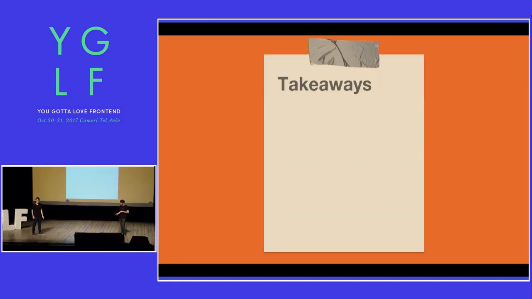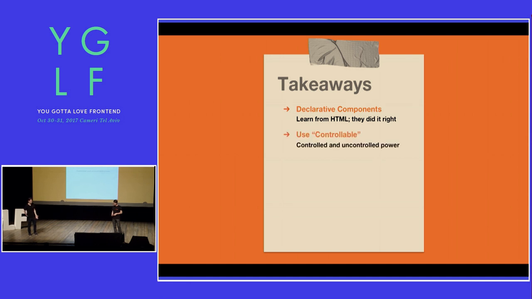Okay, let's recap what we've gone through. Let's recap everything we've seen. So first, let's make our components declarative. Learn from HTML. They did it right. It has existed for a long time for a good reason. We should try to understand what's good in it and take it when we are building our components. It's like the declarativity when you put an unordered list, UL, and then you put list items inside. The person that is going to use it is going to understand what you wanted.